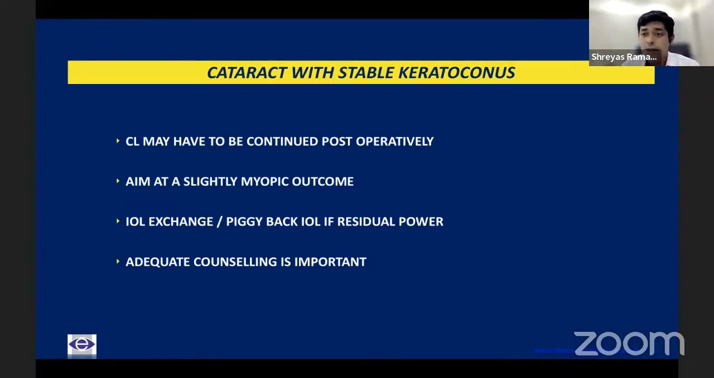But most of our cataract surgery age group patients are less likely to wear contact lenses in the post-operative period, especially if it's being prescribed to them for the first time. So in these cases, a toric IOL aiming for a slightly myopic outcome is important, but adequate counseling is necessary.